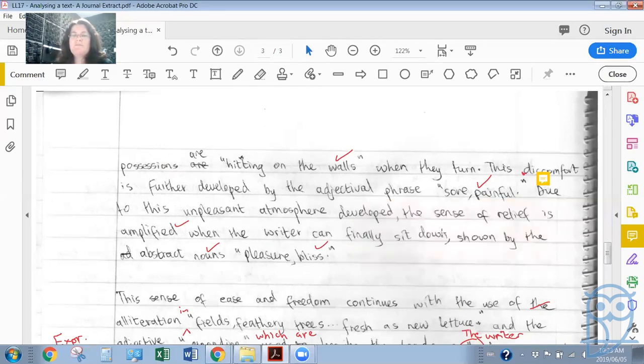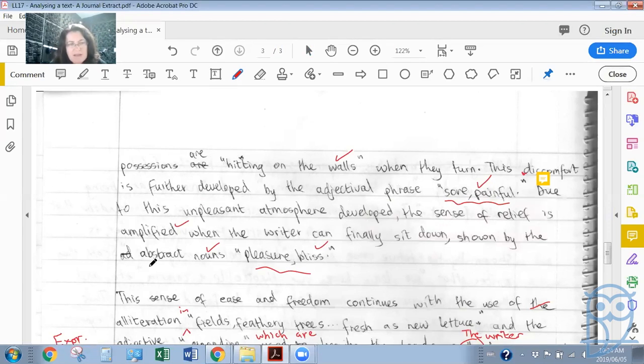So she could have reworded this. Due to this unpleasant atmosphere developed, the sense of relief is amplified, what a lovely word to use, when the writer can finally sit down. And this is shown by the abstract nouns pleasure and bliss. Look how cleverly the student has juxtaposed, has opposed sore and painful with pleasure and bliss, and used some very interesting vocabulary whilst doing that.